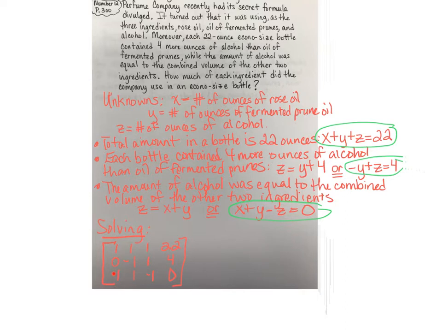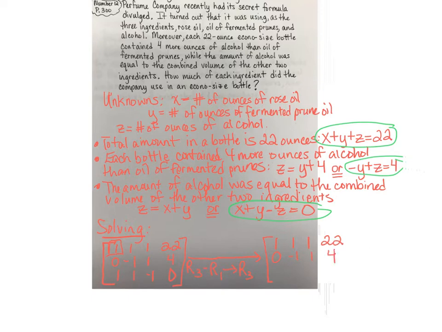Now let's create a 0 in the 3, 1 position. So in order to do that, we're going to have to change row 3. So we're going to do row 3 minus row 1 to get a new row 3. And we're going to use this 1 as our pivot. So rows 1 and 2 will not change. So we have 1, 1, 1, 22. Then we have 0, -1, 1, and 4.